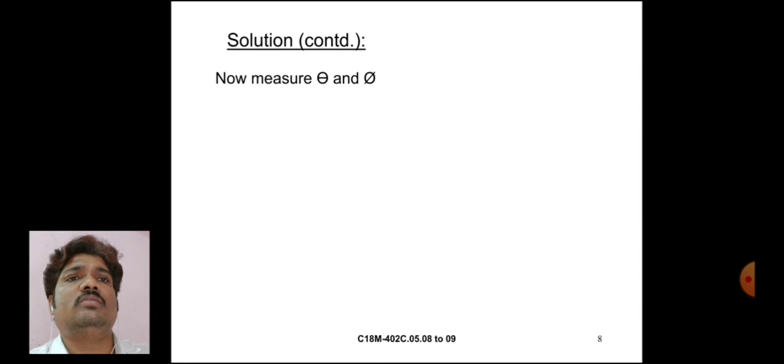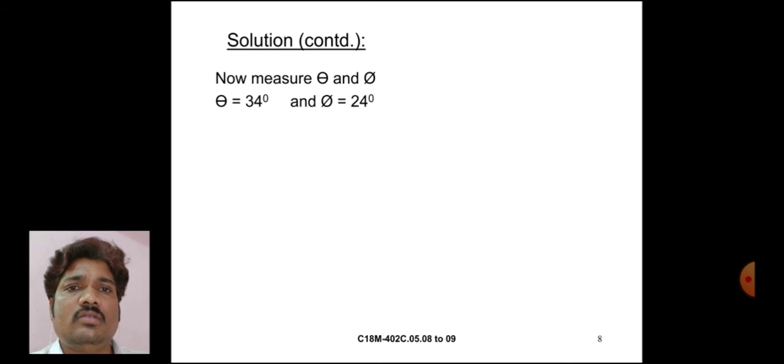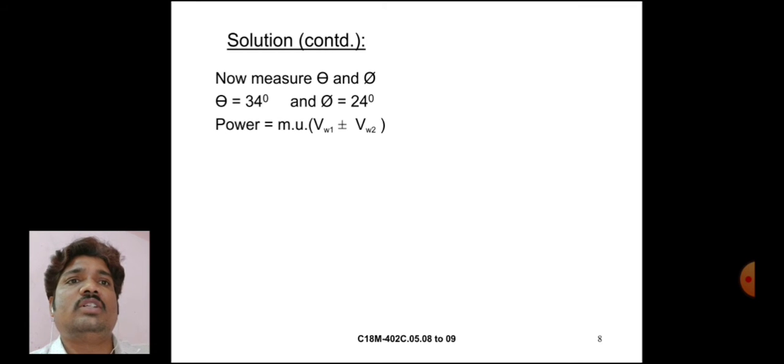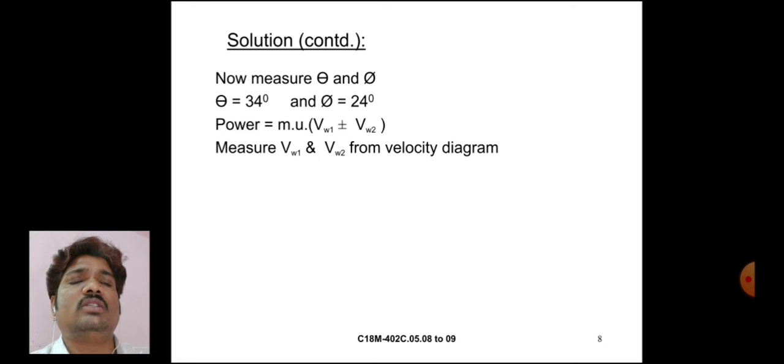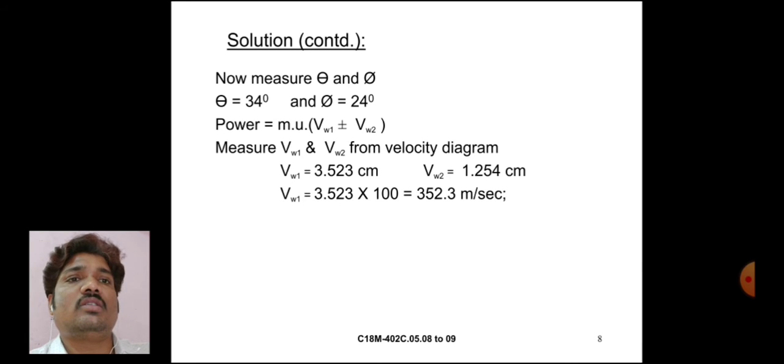Solution condition. Now measure theta and phi. Theta is equal to 34 degrees and phi is 24 degrees. Power is equal to m e into (Vw1 plus or minus Vw2). Measure Vw1 and Vw2 from the velocity diagram. Vw1 is 3.523 centimeters. Vw2 is 1.254 centimeters.